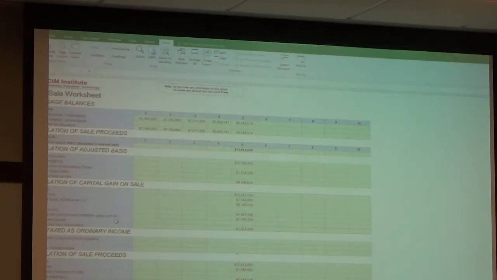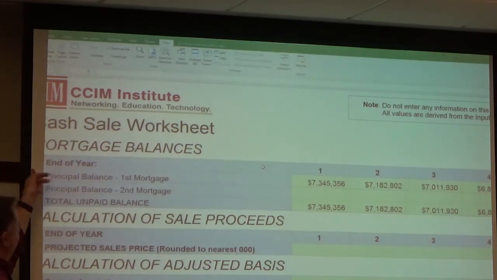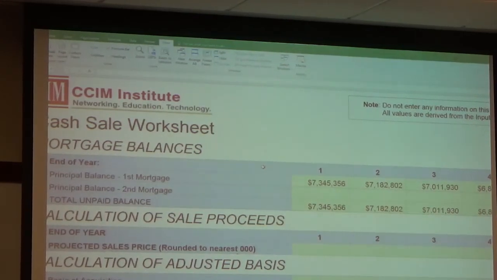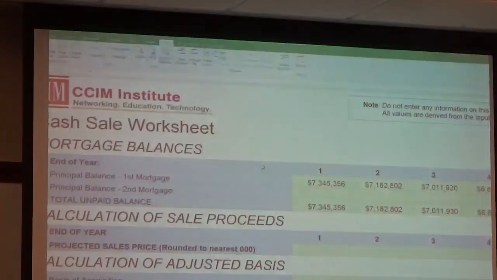I'm not trying to belabor this, but to me, this right here would probably be the minimum font size you would want to use. I should be able to come back here, sit down, and read those numbers: 7,345,356. That I can read. That was 200% of whatever the font size was.